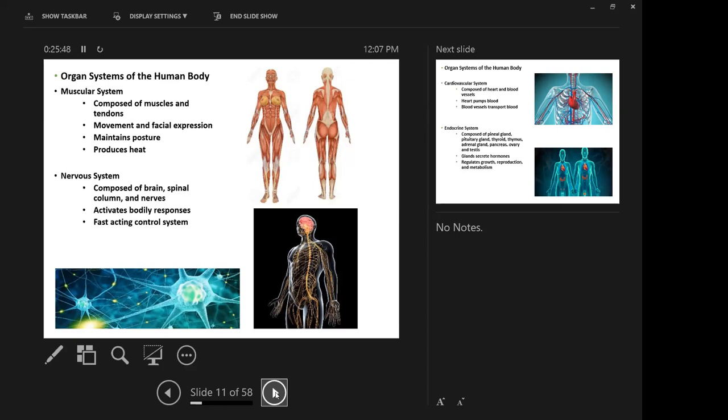We also use it to show expression. Most of our facial muscles are involved with showing expression. Are we happy? Are we sad? Are we upset? And a lot of that, our appearance, is based on how these muscles react. We use our muscles to maintain our posture, to stand upright, to sit upright, whatever position we're going to be in. So our muscles do a lot for us.